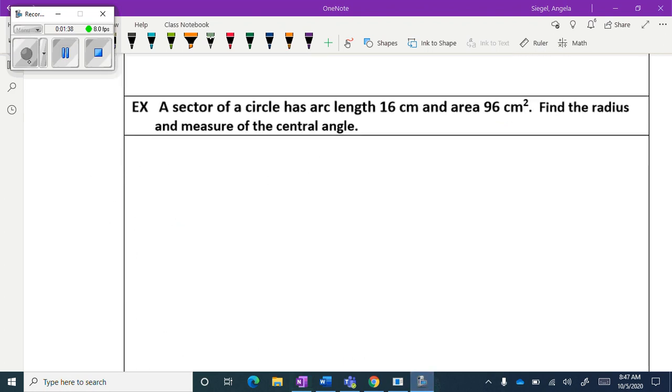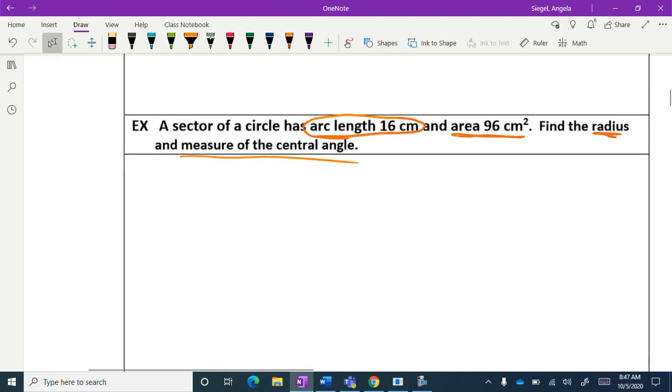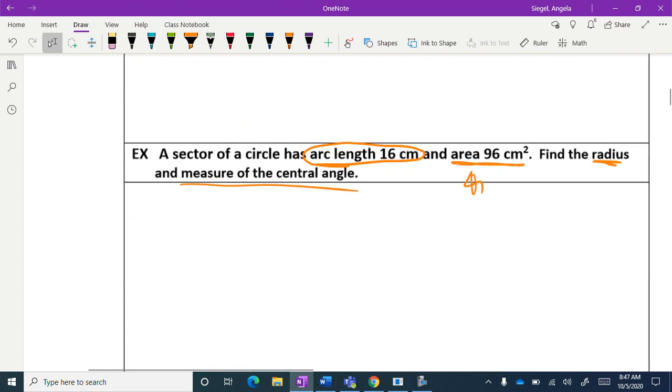Okay, so let's go to how this works. We know that the sector of a circle has an arc length of 16 centimeters and our area is 96 centimeters squared. We're trying to find the radius and the measure of the central angle. Okay, so we have the area of the sector, so it looks like I'm going to use this one here. Also, we might not be able to start there. So let's start with S equals R theta and see what we have.